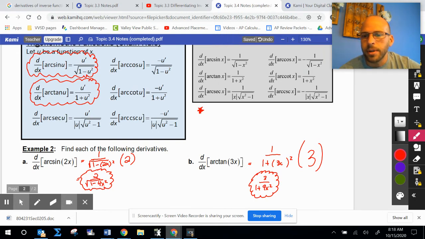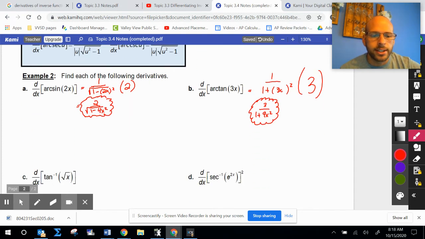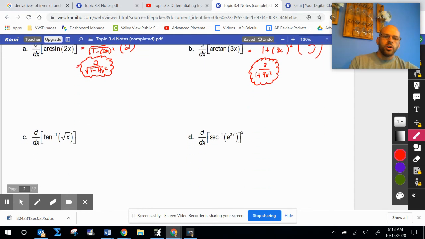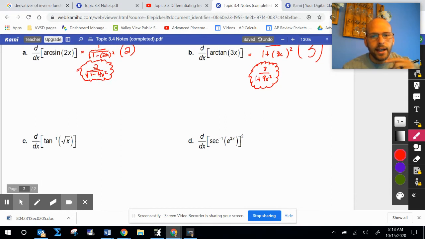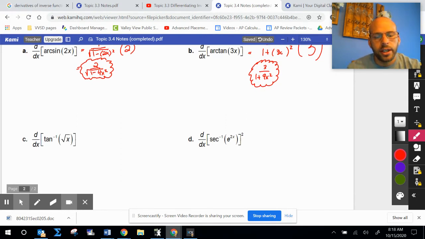So the gray ones may be a little clearer on what that derivative looks like, because you can see 1 over 1 plus whatever it was squared. Just don't forget your chain rule, okay? Let's go to C.